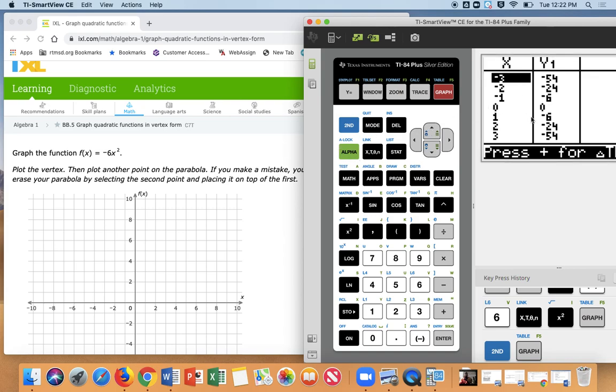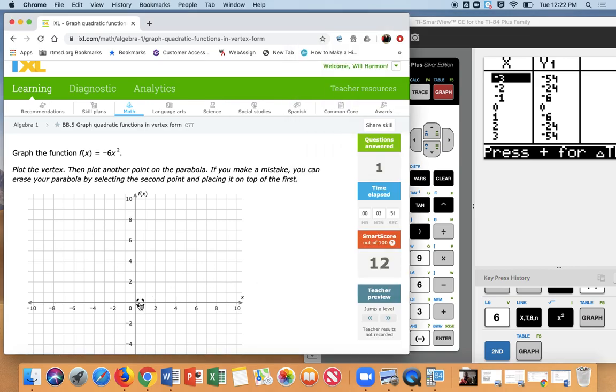So how do I know where my vertex is? Well, my vertex is going to be the point where my graph kind of switches. Notice here, it's going up, going up, going up, going up, going up. Now it's going back down. So this point right here, 0, 0, is my vertex. So I plot that point. And then I'm going to plot another point. That says 1, negative 6.